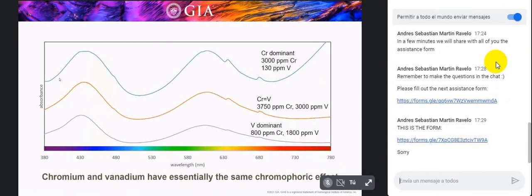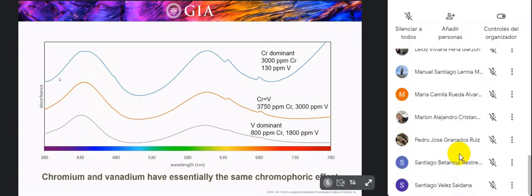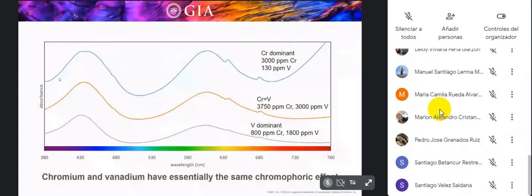And actually with emerald, it's not just chromium, of course. Emerald can be colored either by chromium or vanadium. And this is showing three examples of that. On the top, there's a chromium dominant emerald with about 3,000 ppm chromium, and only about 130 ppm vanadium. And if you're not familiar with ppm, that basically means parts per million. So out of every million parts of the emerald, 3,000 would be chromium atoms, and 130 would be vanadium.